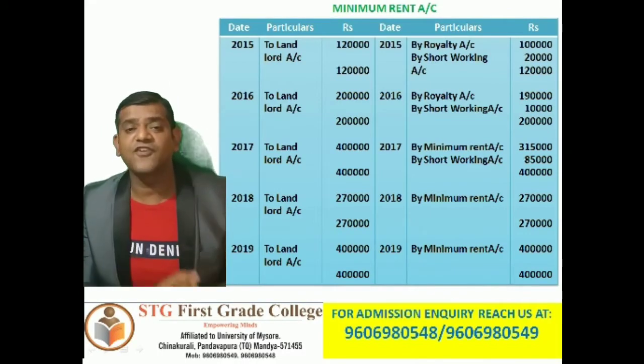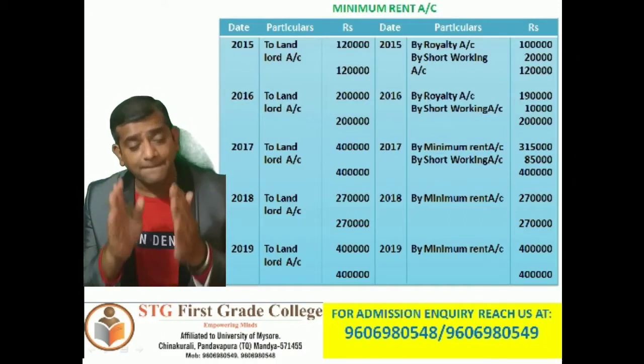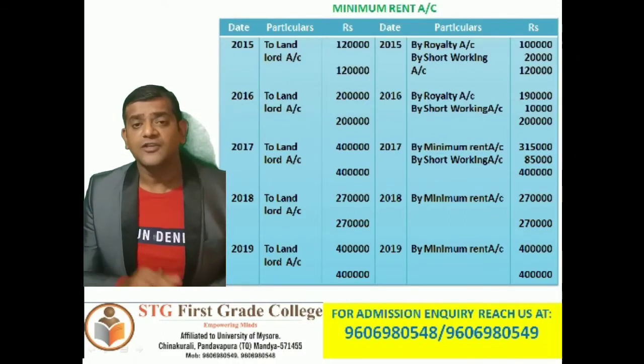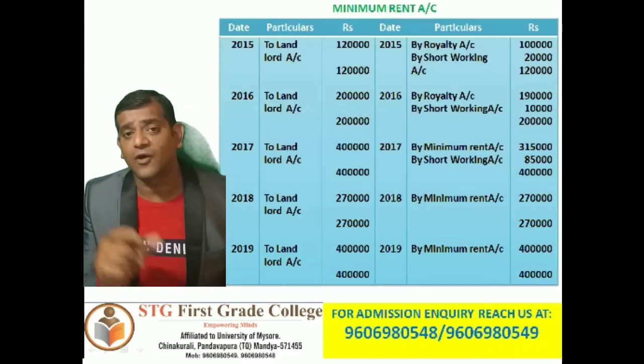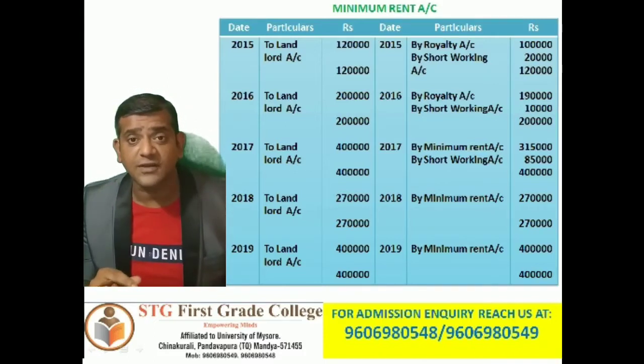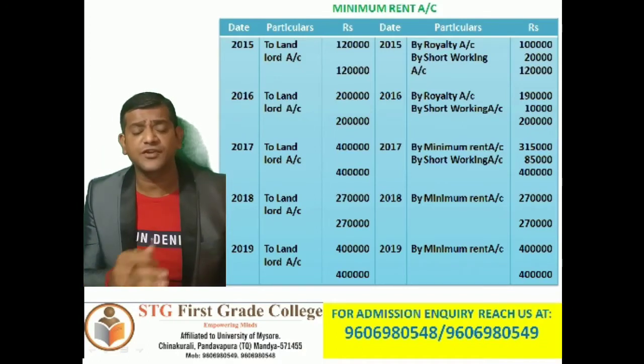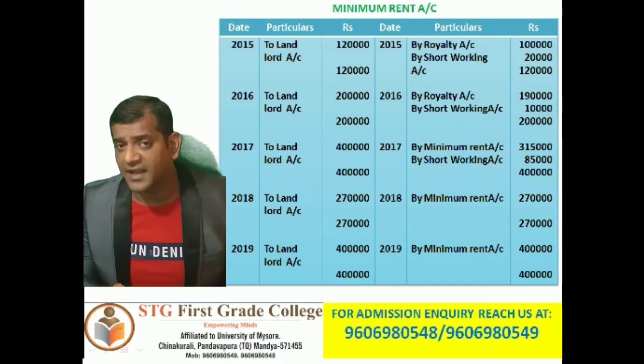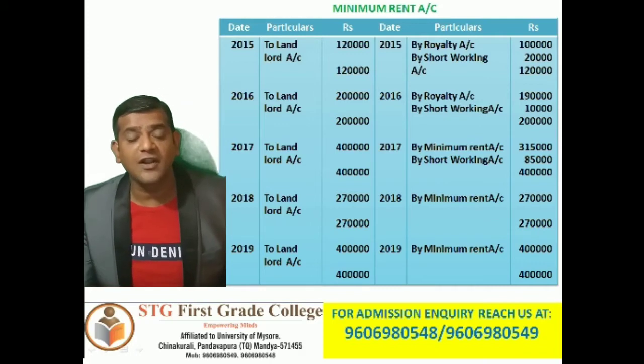So 2015 on the credit side, by royalty account. So how much could we produce, how much could we generate the money out of production? That is the royalty payable column. How much did we get in the royalty payable column?